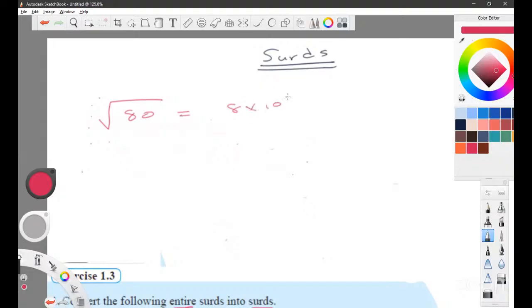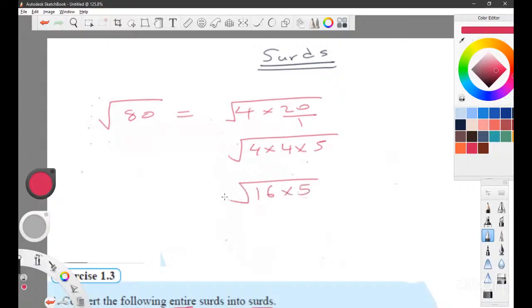8 times 10? Yes, can do, but it does not make sense. So you have to find a square number factor. 4 times is good. 4 times 20, and 20 is also a square number inside. 4 times 5, no? 4 times 4 is 16, times 5 makes 80. 16 is a square number.